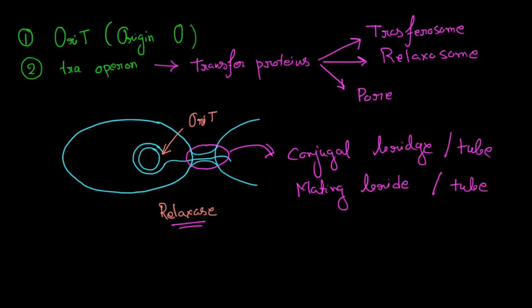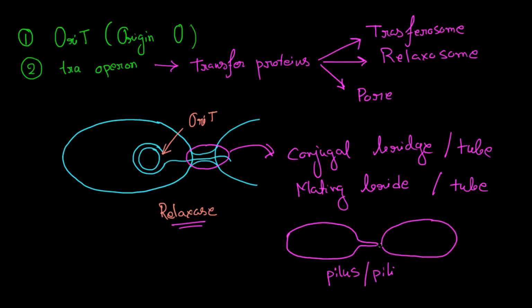During the formation of conjugal bridge or mating bridge, the donor bacteria first forms a protein structure known as pilus, or in plural pili. Remember that pilus and pili has a single L. When this pilus comes in contact with a recipient bacterial cell, it gets attached with the bacterial cell and thus forms the conjugal bridge. Of course, it has a lumen within it through which the genetic material can pass from the donor cell to the recipient cell.